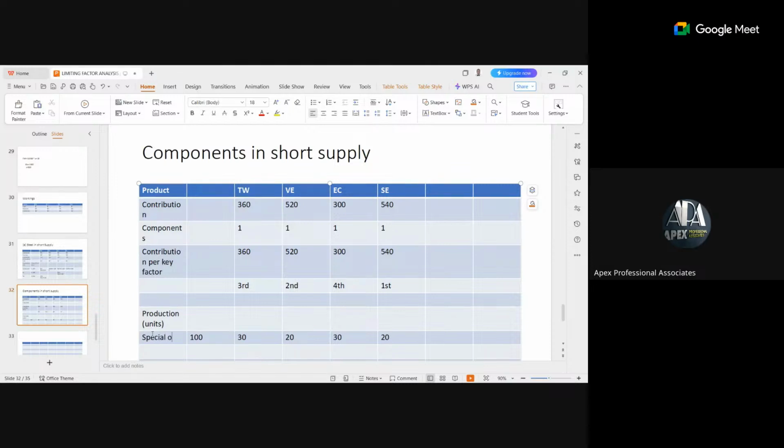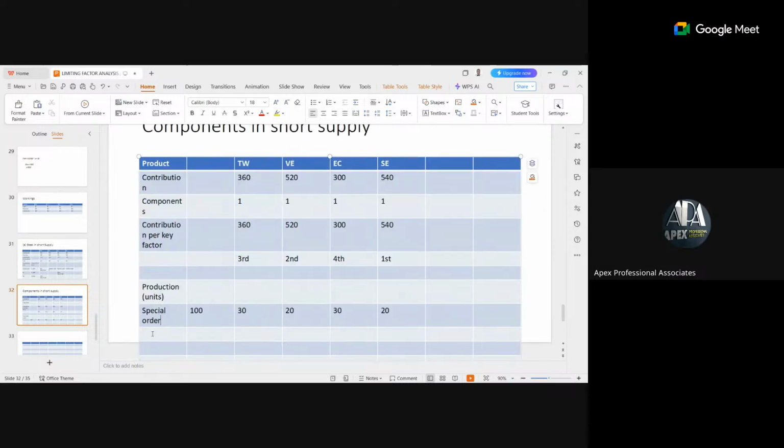Special order. Put it that way. Now, the next ranking product is what? SE. So how many units do we need to produce SE? It's still 180, because for you to produce 1 unit, you need 1 component. So 1 component times 180 is 180.